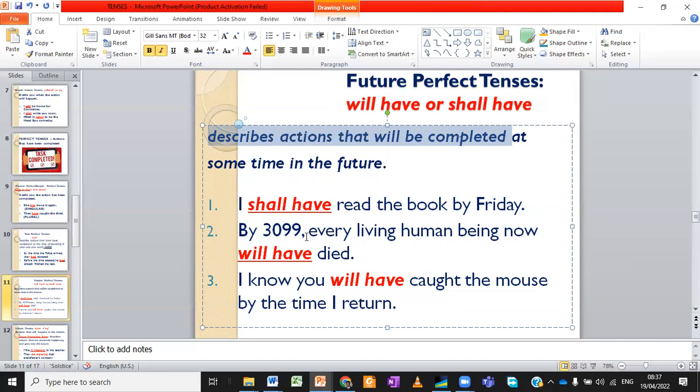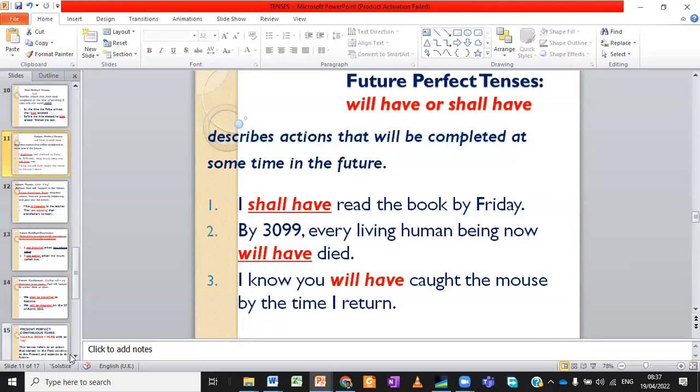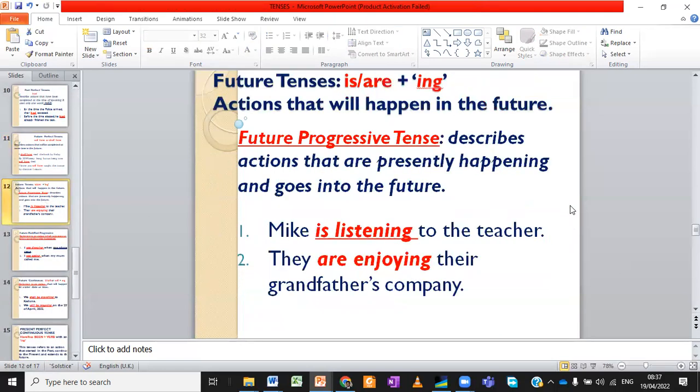By 3099, every living human being now will have died. And that is correct. Nobody can live 1,000 years anymore. I know you will have caught the mouse by the time I return. You found a mouse in the house in the morning, and you tell the younger brother, I'm going out. I know when I return, you will have caught the mouse. By some time in the future, you will have completed that action.